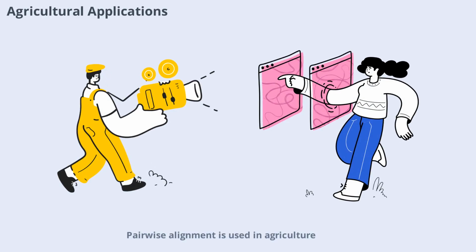Pairwise alignment is used in agriculture to improve crop varieties and livestock breeds. By comparing genetic sequences, researchers can identify genes linked to desirable traits such as disease resistance or higher yield. This knowledge guides selective breeding and genetic engineering efforts.